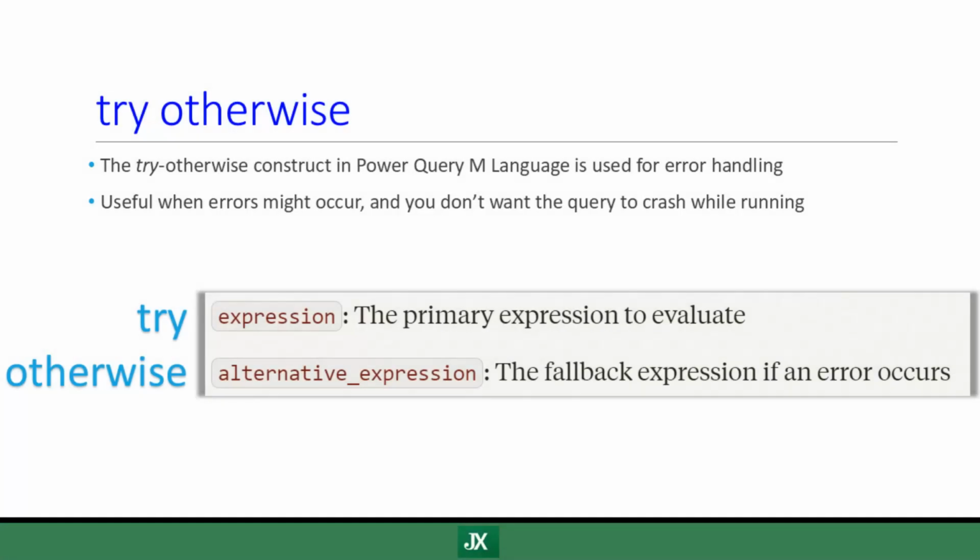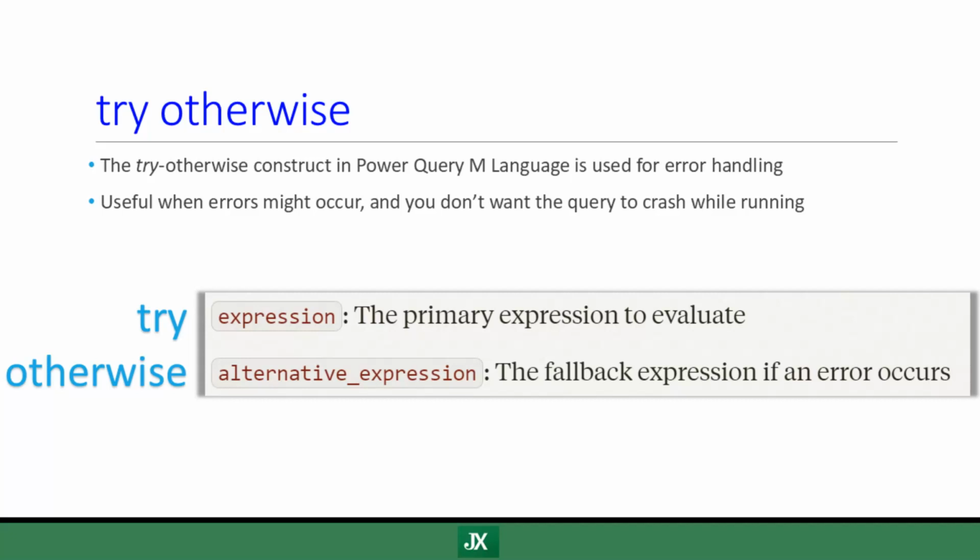Another useful expression is the try otherwise expression, which can be used to provide an alternative result if the formula or function would have otherwise resulted in an error. Some errors cause the entire query to crash, so it is recommended to use try otherwise expressions when running custom functions with unknown data. To use this expression, the keyword try is placed in front of the function or formula, and the keyword otherwise is placed after it.